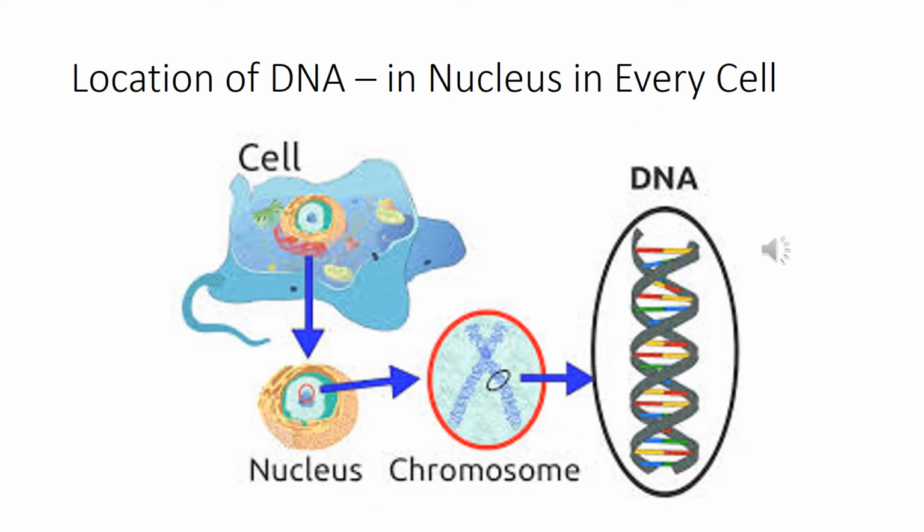Now, as I said before, the DNA is located within the nucleus. And you see these chromosomes. Humans have 46 chromosomes, 23 pair. We'll go over that in a minute. But they look like X's. And really what those X's are, that is the DNA wound up very tightly so it can fit within the cell.